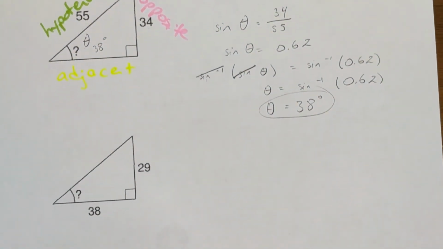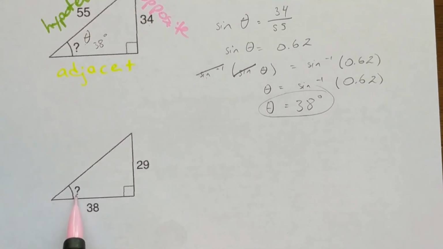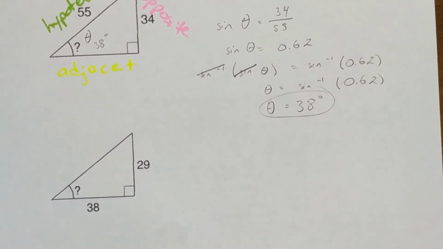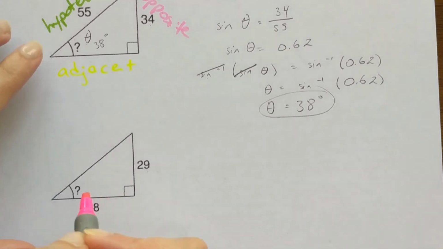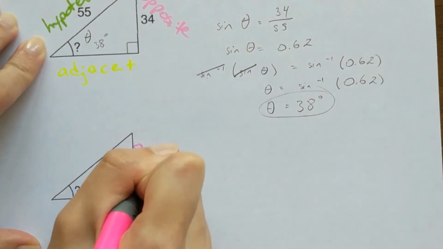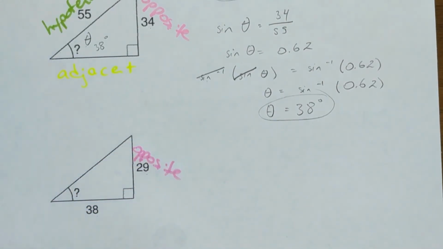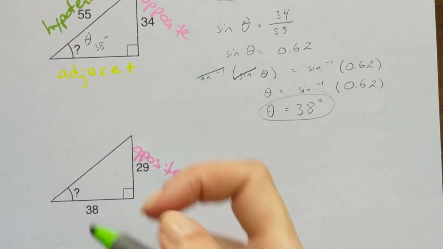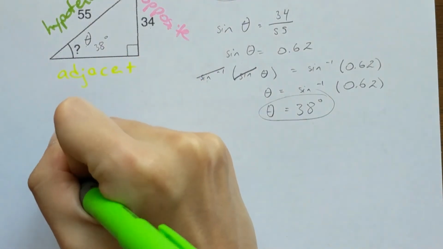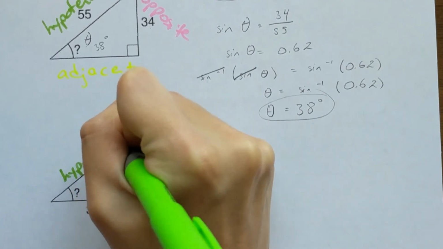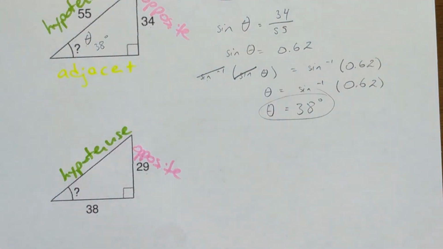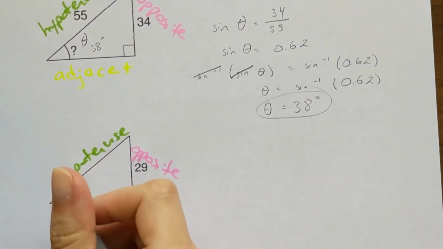Let's do another triangle here. I have an unknown angle. One side is 29, one side is 38. Again, first things first, you want to be labeling your triangles. So I have my opposite side here. I have my hypotenuse across from my right angle. And I have my adjacent side beside my angle.